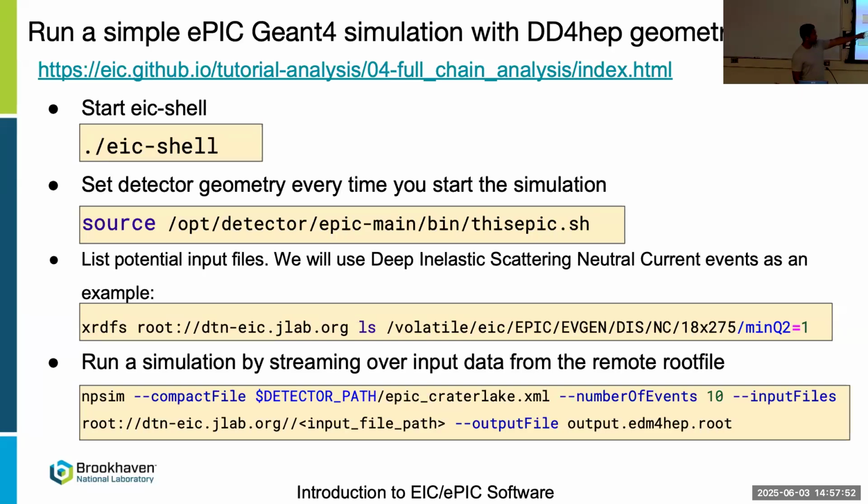When you do xrdfs, root, ls, it shows you a bunch of input generator files. So this is input that we feed into our simulation. This is the kind of stuff that you'll be working on. And then the last step is running npsim, which is just a wrapper script that runs Geant4 simulation using this particular geometry under the hood. And it's streaming over data from that particular file on our storage server.